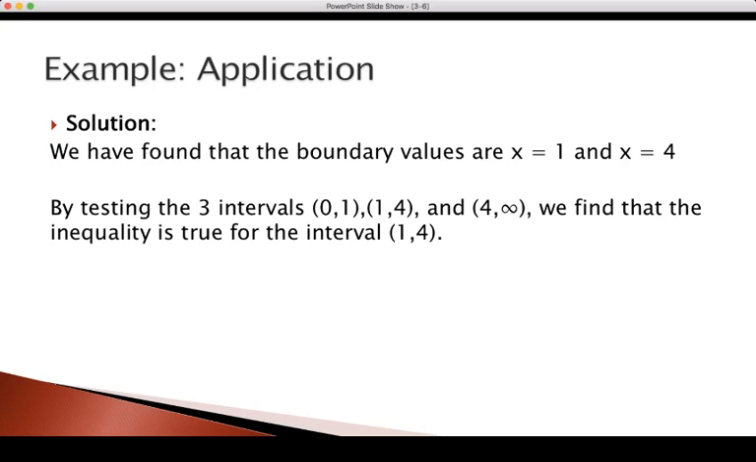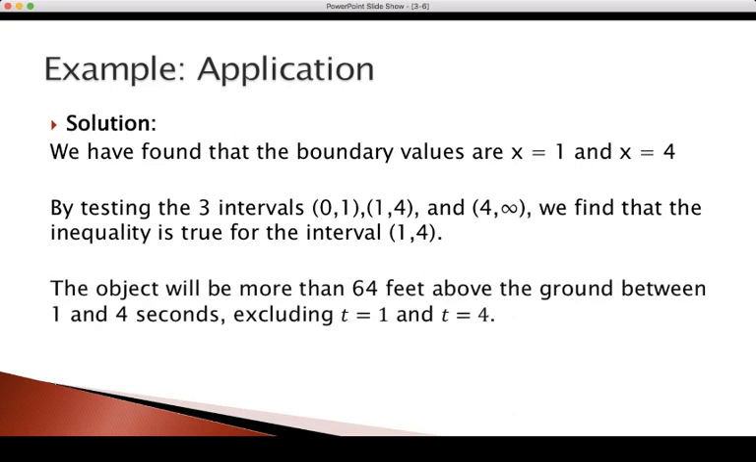Now, if you pull out a value from each one of these intervals and evaluate the function at these 3 points, we find that the inequality is true for the interval 1 to 4. What this means is our initial inequality is satisfied for all the time values in the interval 1 to 4. So this means the object will be more than 64 feet above the ground between 1 and 4 seconds, excluding t equal to 1 and t equal to 4.